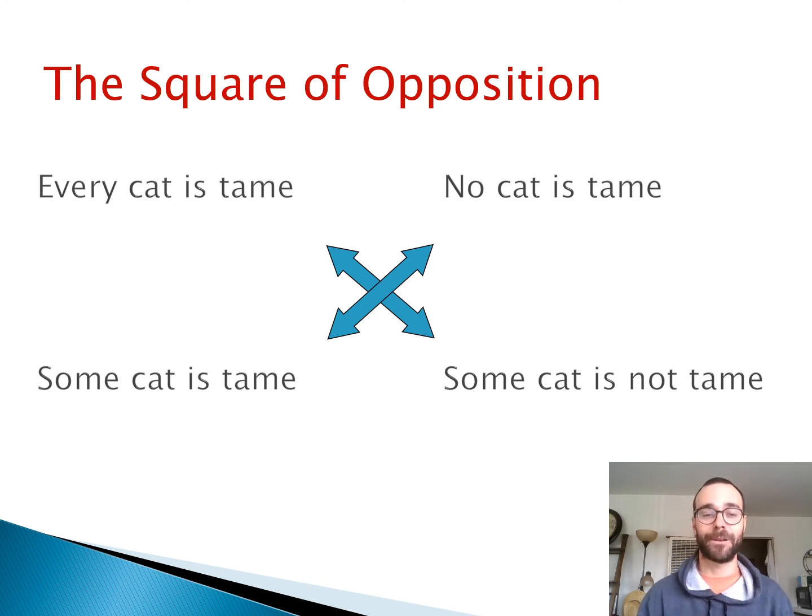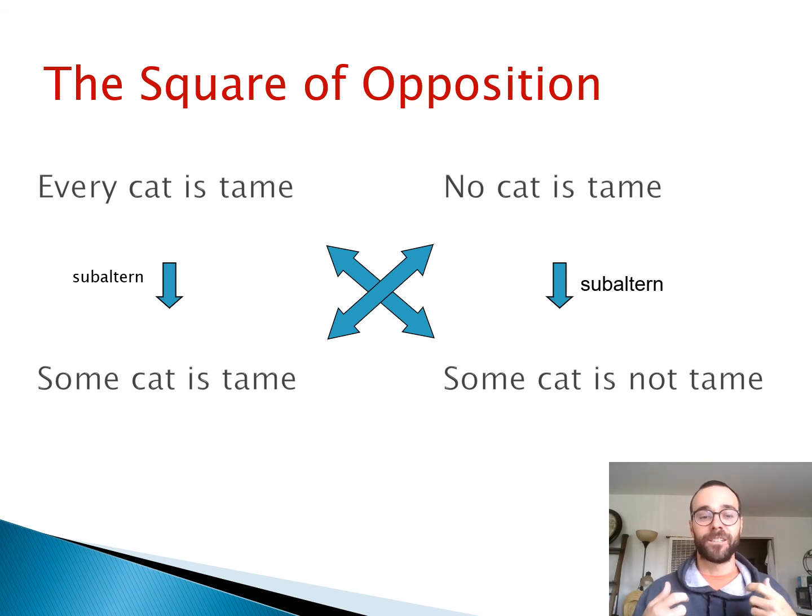So the contradicting statement of every cat is tame is some cat is not tame. And then the contradicting statement to no cat is tame is some cat is tame, and vice versa. Now, it's the case that these subalterns, or anything from the universal, can be deduced to the particular. For instance, every cat is tame. From that, I can take that there is some cat in the world that's tame, right?